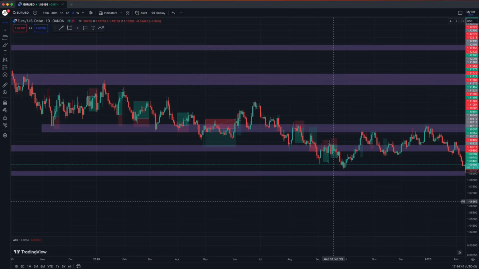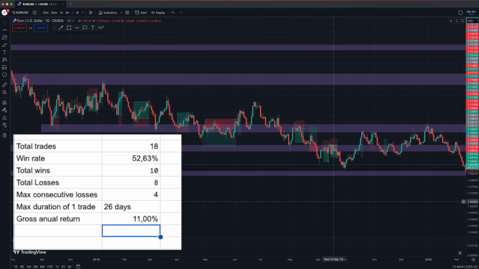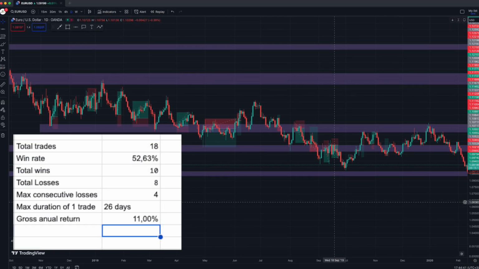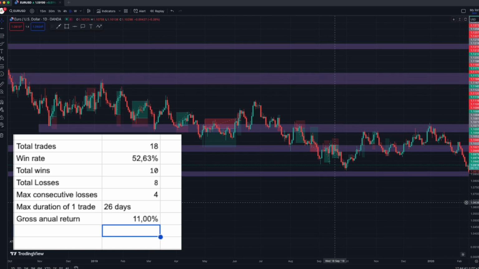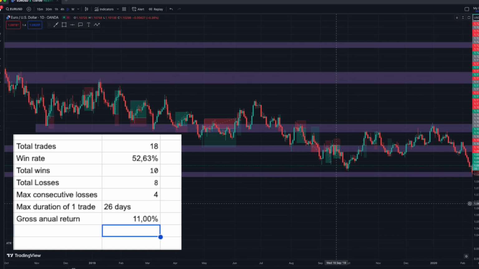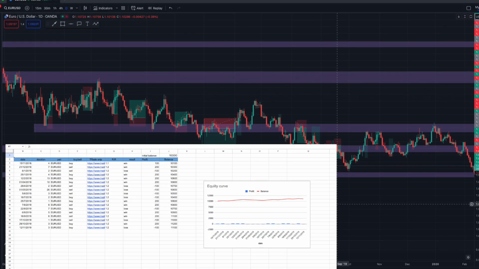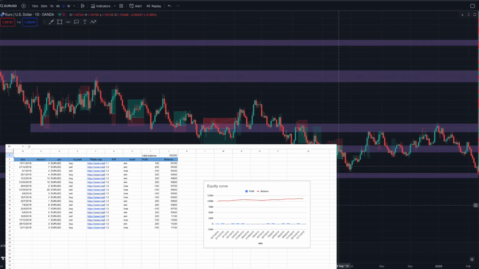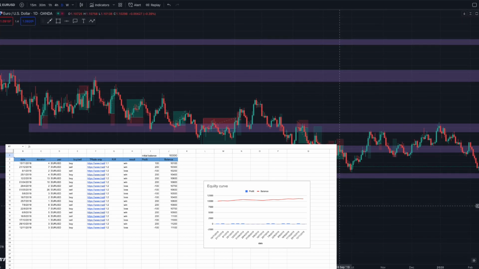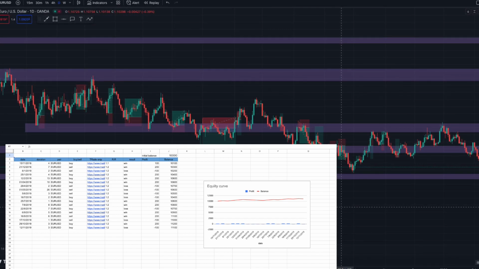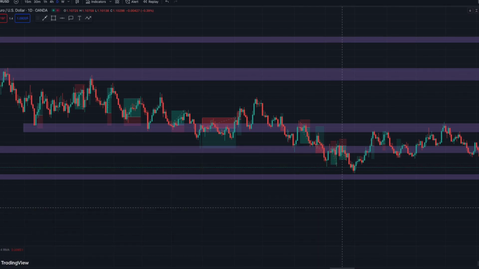And here you have it. As you can see, the strategy in a year gave a total of 18 trades with a 53% win rate and 11% gross annual return of the initial balance. Also, it may take some trades multiple days to hit either take profit or stop loss, so it is not an optimal strategy for funded challenges that have specific profit targets in a limited time. Nevertheless, you can backtest and add multiple pairs to your portfolio as you go forward.